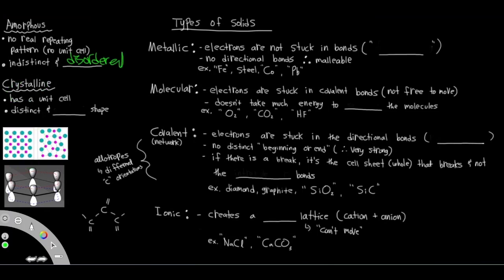It's a lot more ordered, more organized. It has a unit cell. It's distinct, and therefore it's a lot more organized. It's an ordered array. Next, all of these here belong under the crystalline. Let's have a look at the first one.